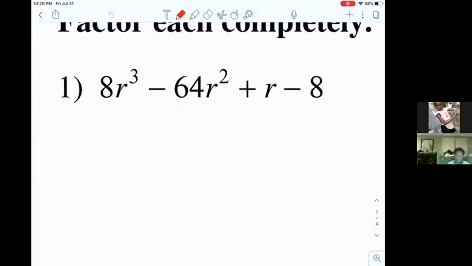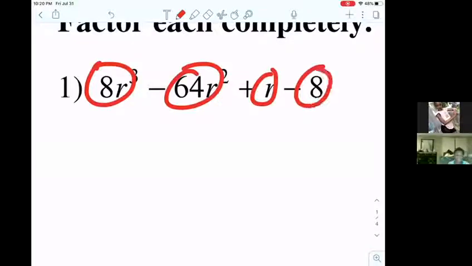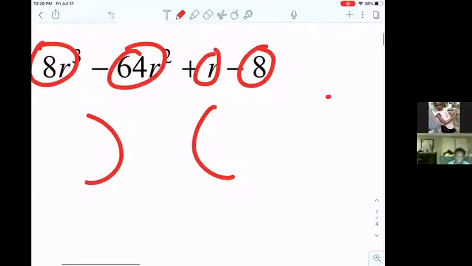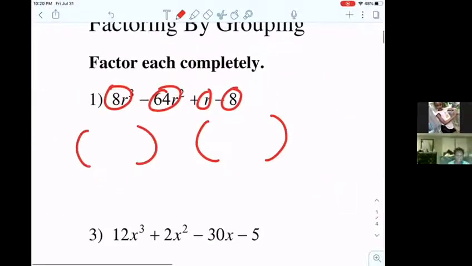Before we actually start, we have to know how many terms are here. We can know that by counting: 1, 2, 3, 4. So in that case, there are 4 terms. Now we know how many parentheses to put, so we can put 2 parentheses out.